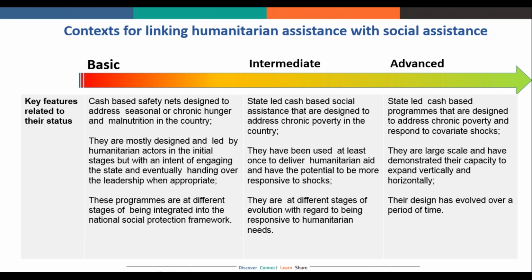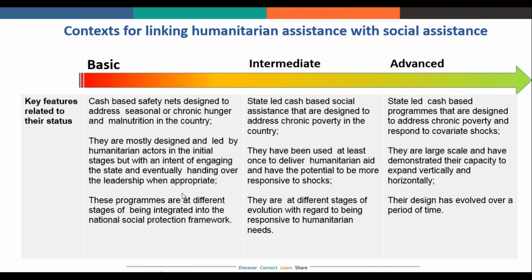Intermediate is again very similar to advanced, but not as advanced, in the sense that they are led by the state, but these social assistance programs were designed for addressing chronic poverty and are not necessarily shock responsive. But they may have been tried in some countries to deliver humanitarian assistance, and they are evolving to become more responsive to shocks.